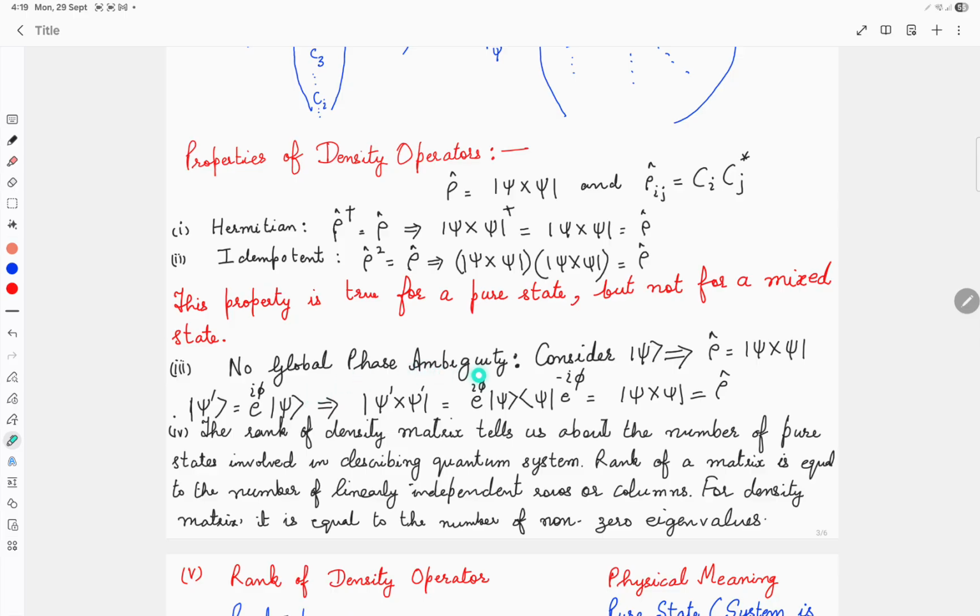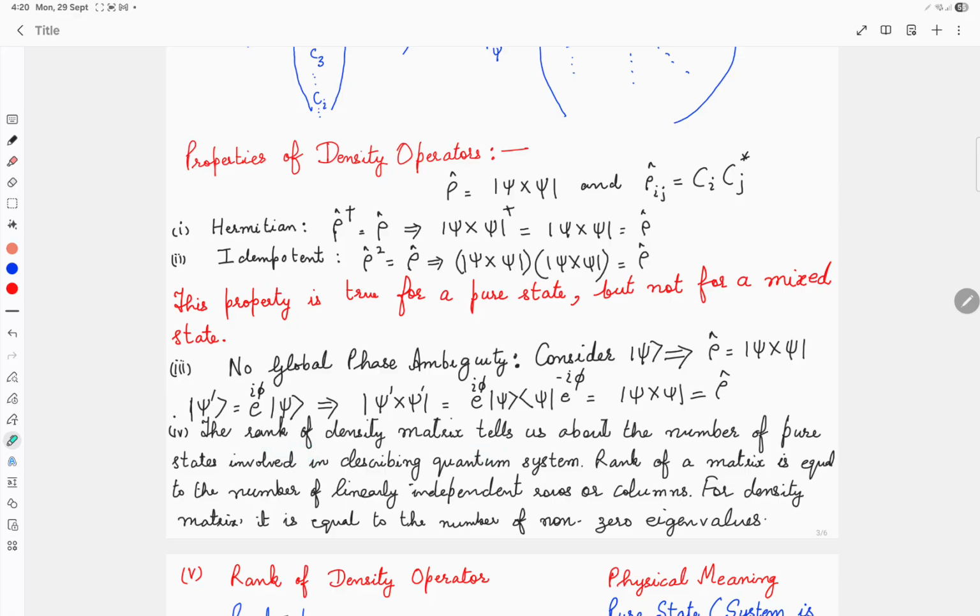And there is no global phase ambiguity. If the system is in state ket psi, we can write the density operator as the outer product. Let us say that with a certain global phase we get a new quantum state, ket psi dash. When we calculate the new density operator by taking the outer product of ket psi dash with bra psi dash, the global phases cancel each other and you get the original density operator back, without any phase ambiguity.